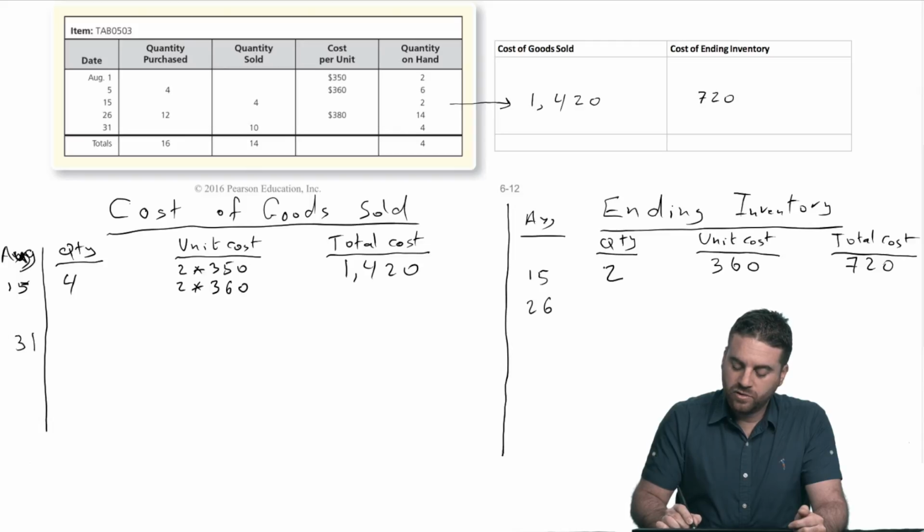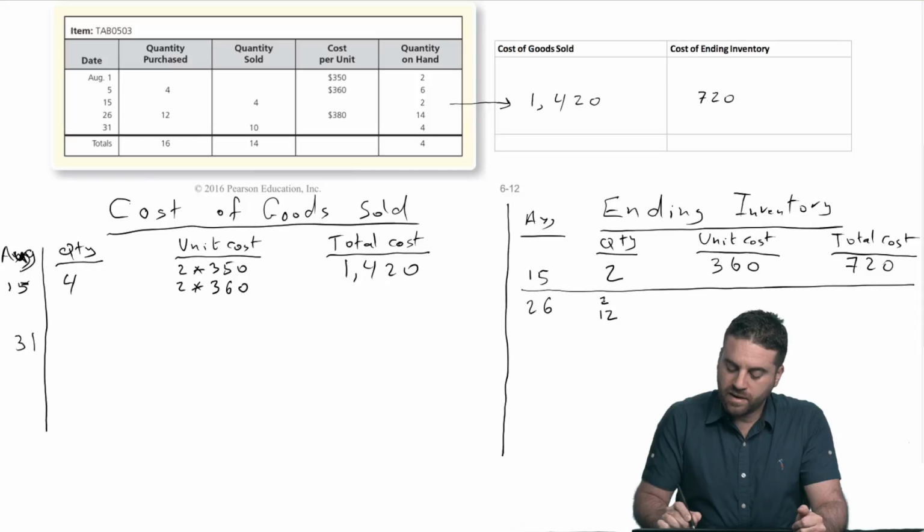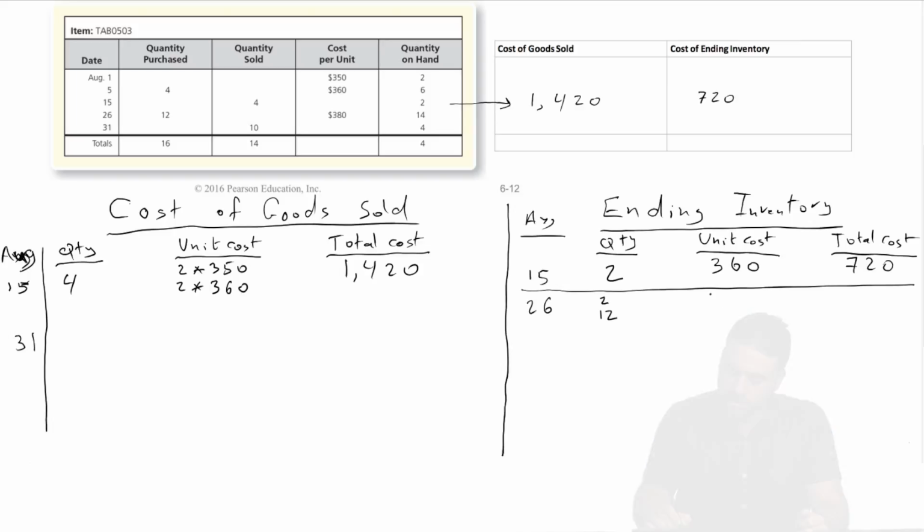Okay. So I will say that on the 26th we still have those 2 units that we had on August 15. We still had them all the way until August 26th because we did not sell them yet. So I will say that I have 2 units as well as 12 units. I'm not going to add them. I'm just going to keep them separate. Let me just draw a line here. I'm going to keep them separate because the cost for each one of them is different. The 2 units is 360 each, and then the 12 units, go back to your table, we purchased each one of them for $380.